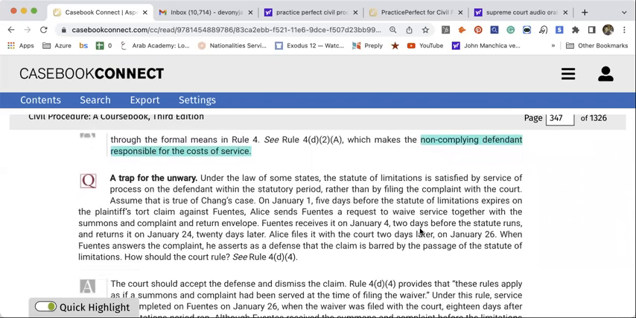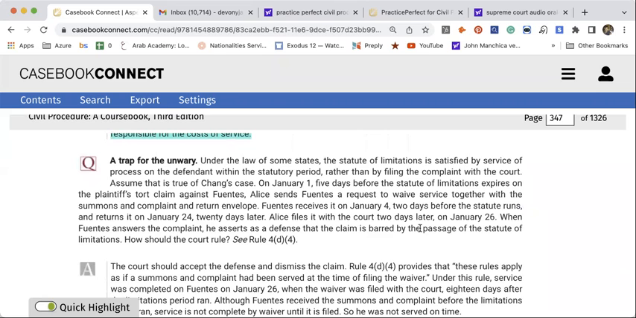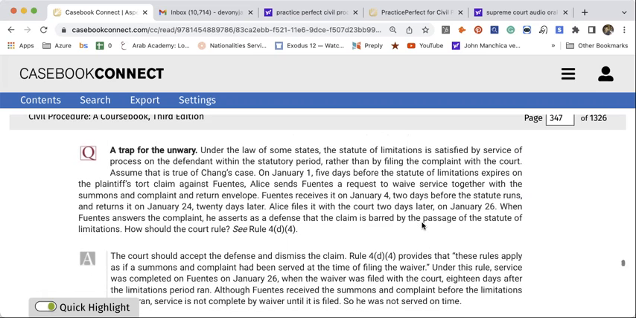A trap for the unwary. Under the law of some states, the statute of limitations is satisfied by service of process on the defendant within the statutory period rather than by filing the complaint with the court. Assume that this is true of Chang's case.